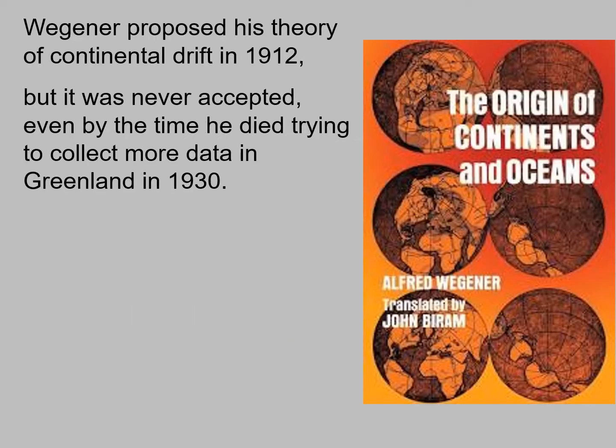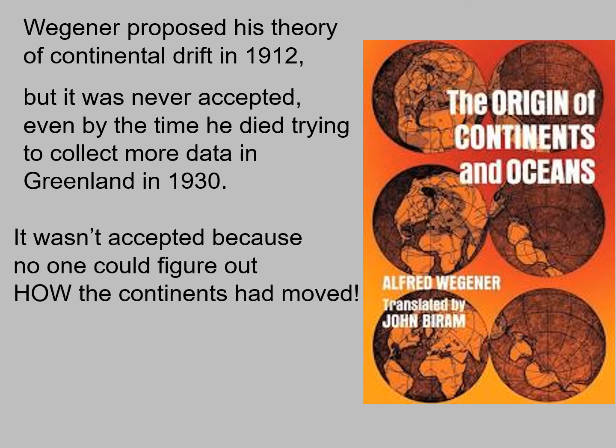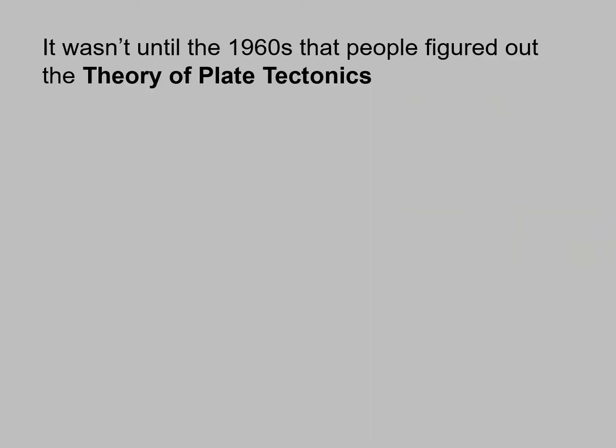Wegener proposed his theory of continental drift in 1912, but it was never accepted by other scientists, even by the time he died trying to collect more data in Greenland in 1930. It wasn't accepted because no one could figure out how the continents had moved. It wasn't until the 1960s that people figured out the theory of plate tectonics.